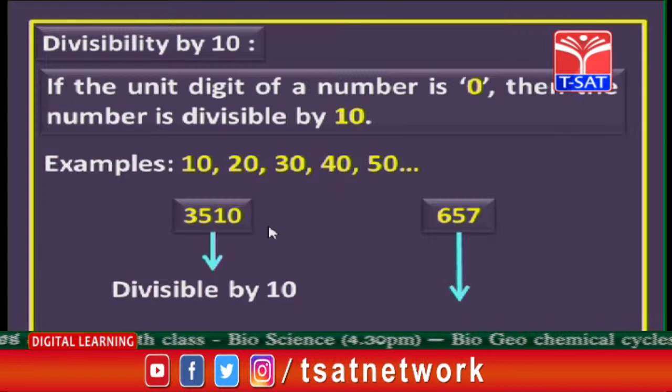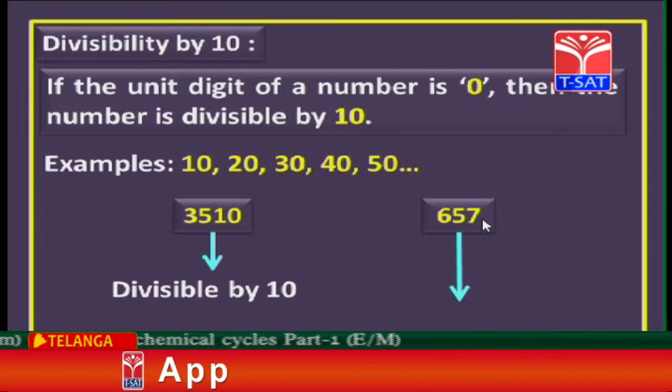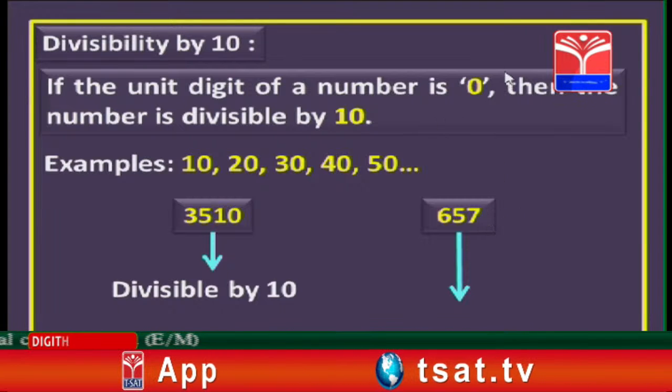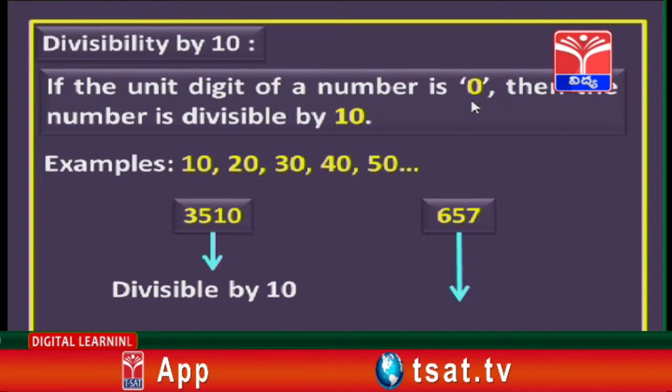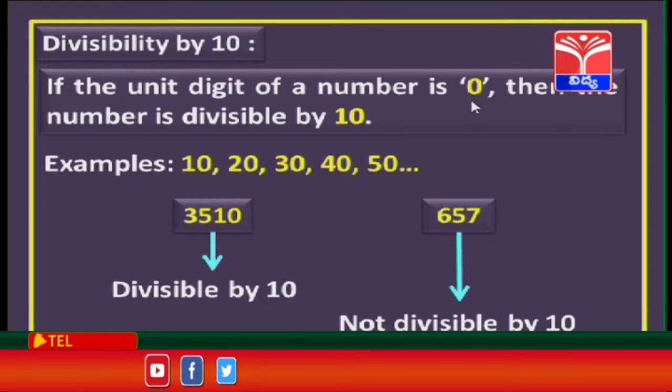Now, take a look at the second number, 657. Here the ones digit is 7. So, according to the definition, it is divisible only if it has 0. So, 657 is not divisible by 10.